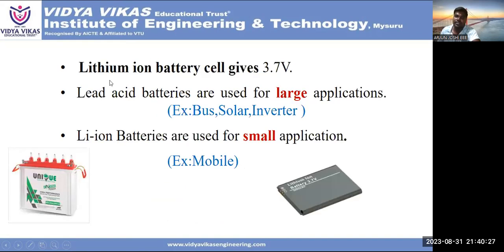Now consider a lithium ion battery cell, which gives 3.7 volts. What is the difference? A lead acid battery gives 2 volts per cell, whereas a lithium ion battery gives 3.7 volts. That is the difference between lead acid and lithium ion batteries. Lead acid batteries are used for large applications, as I already said: bus, solar, inverter. Lithium ion batteries are used for small applications like mobile.